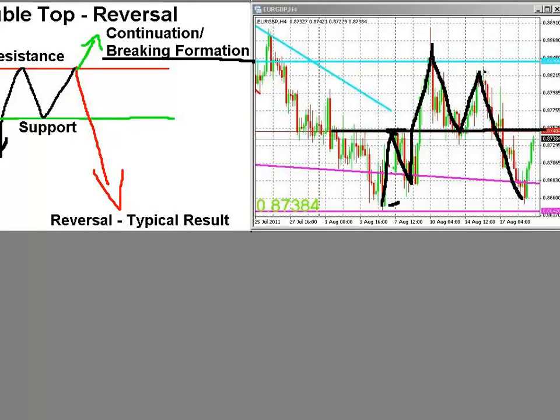There's your double top. They don't have to be side by side. It could look like that. Technically, if you want to do it, this looks like a descending triangle. These patterns just fit together by themselves. So that's the double top reversal formation, and then it breaks downwards that way.